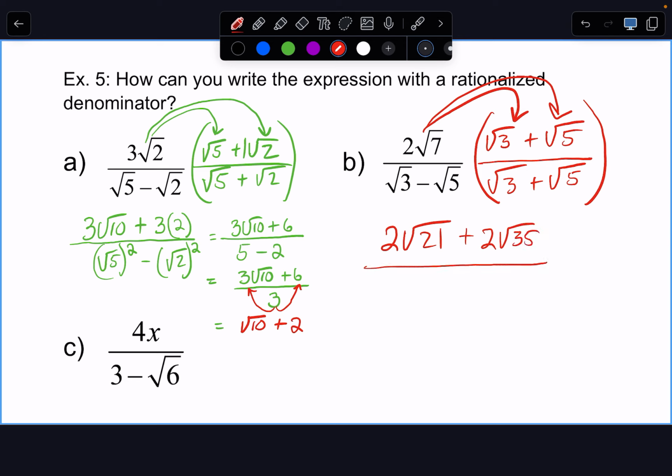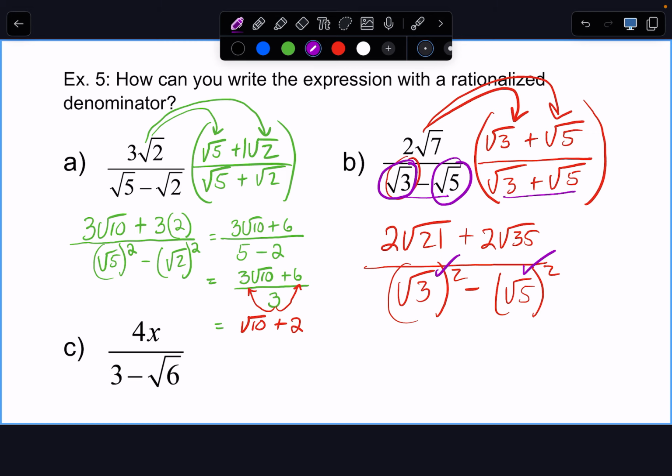Woohoo! Square root of 3 squared minus square root of 5 squared. For those of you who may be like, whoa, why did he do that? Because of difference of squares. No sarcasm, guys. That's why I multiplied by the conjugate. You're already immediately guaranteed creating a difference of squares. So that's why I'm taking the first term, square root of 3, squaring it. Minus second term, square root of 5, squaring it.